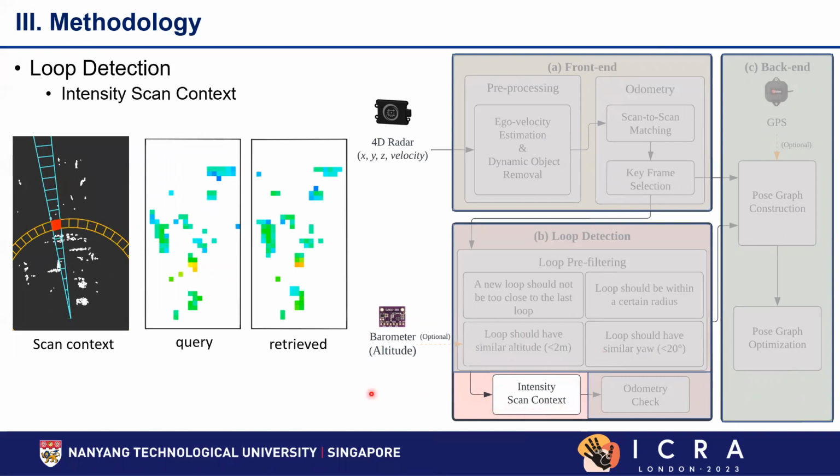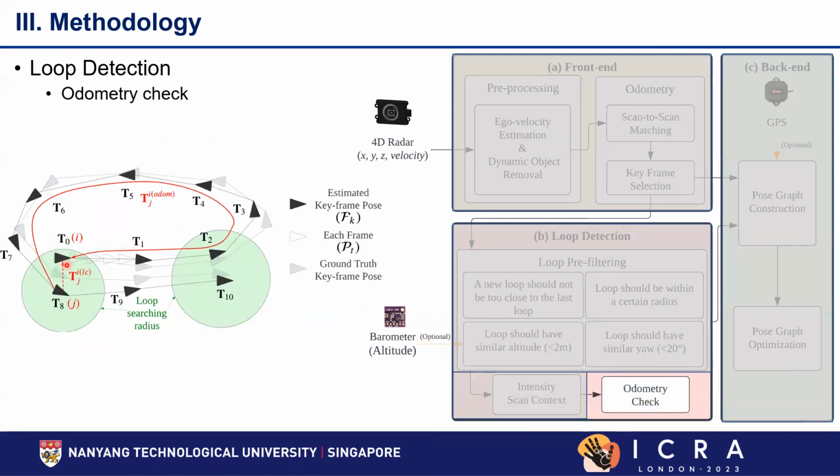To find the loop closure, we use the intensity scan context. This picture shows the process to get the scan context image of one point cloud. For each bin, we choose the highest intensity as the pixel value in this scan context image. Then the query image here shows an example of the query image and the retrieved frame.